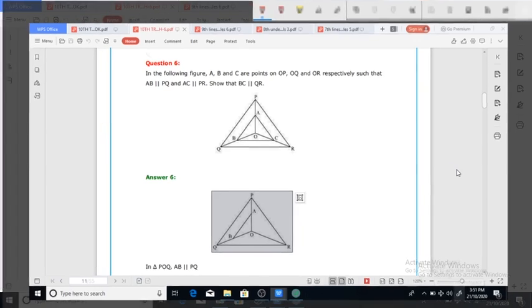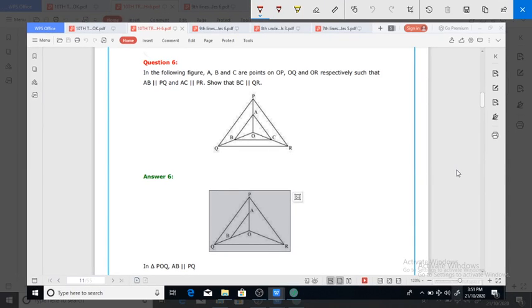Next, question number 6. In the following figure, A, B and C are points on OP, OQ and OR respectively, such that AB is parallel to PQ, AC is parallel to PR. So again take the conditions. AB is parallel to PQ. If these two lines are parallel, just observe this triangle.